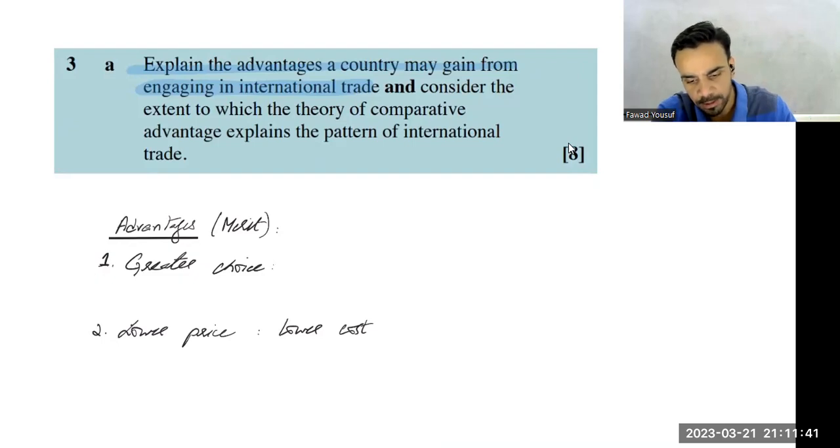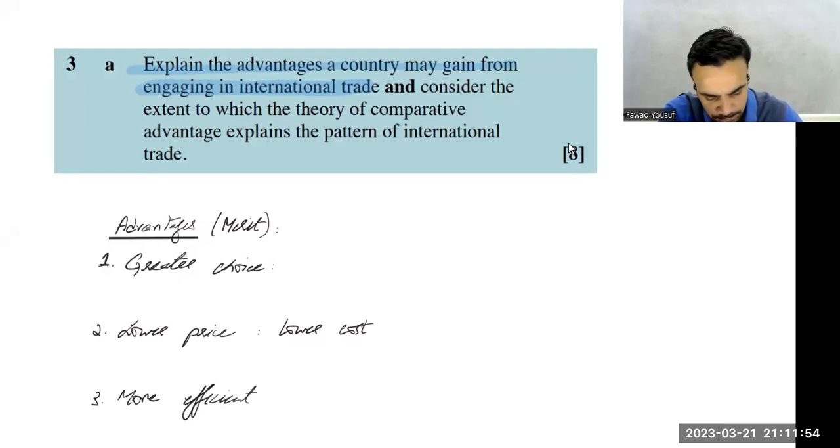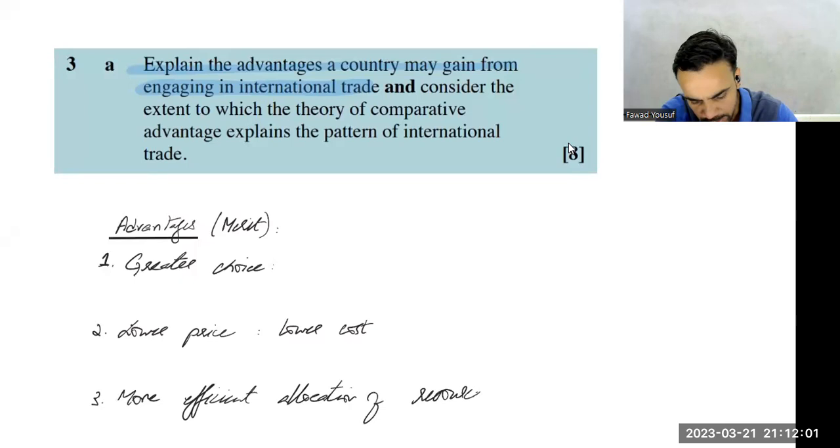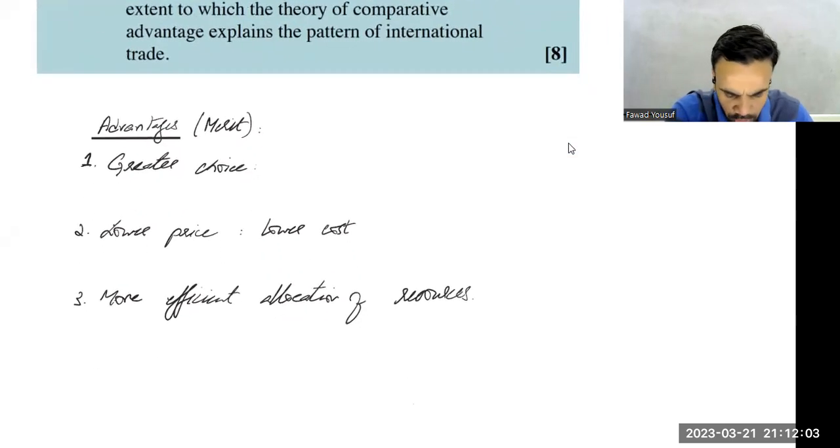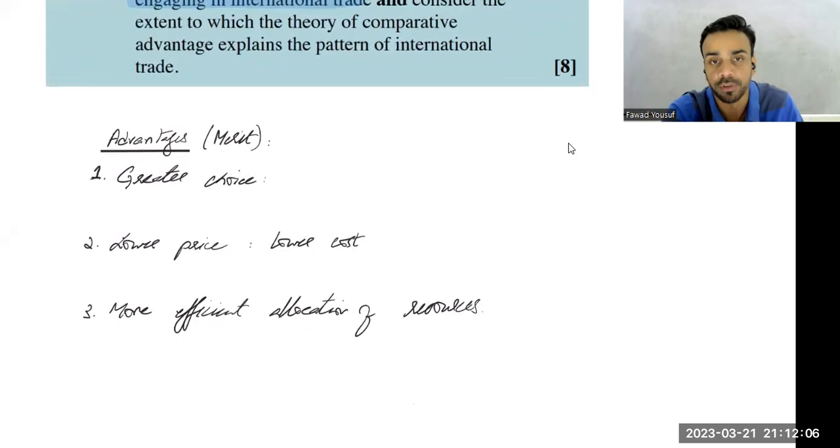Now, obviously, other reasons sort of get connected, something to do with more efficient allocation of resources. That could be your third merit point. Why would you have more efficient allocation of resources? Because you'll see that your country is not good in the production of a certain good, then we should not be producing it. We should be producing a good in which we're good at, right?